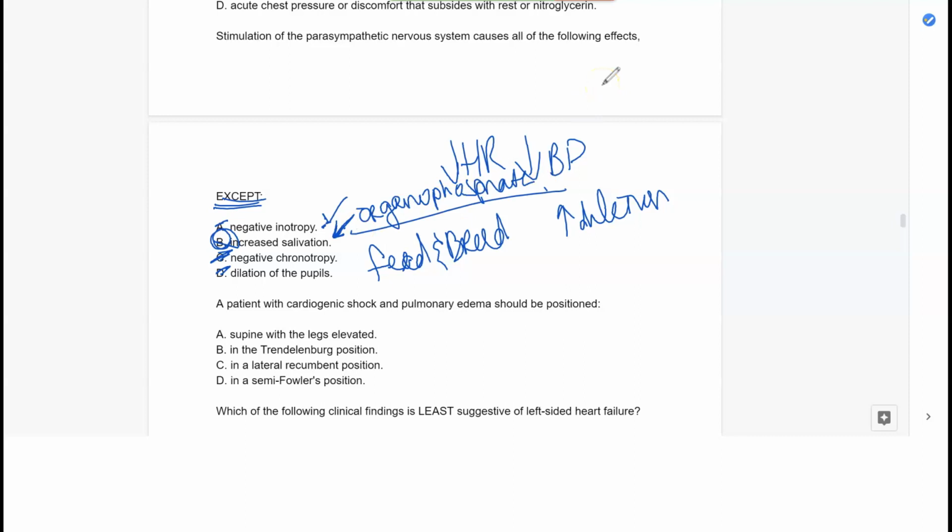Patient with cardiogenic shock and pulmonary edema should be positioned. How would one position this patient, right? So would you be supine with the legs elevated? If you put your pulmonary edema patient supine, I fire you. In the Trendelenburg position, again, no. Lateral recumbent, again, no. Semi-Fowler's, right? The patient should be sitting up.